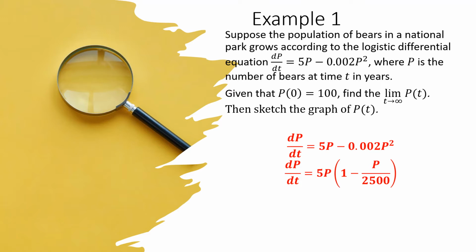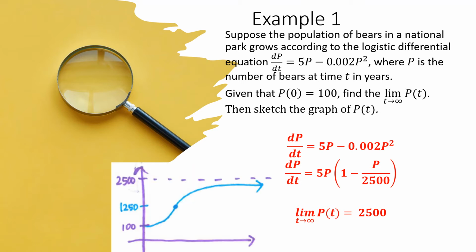Remember, the carrying capacity is whatever's under the p. So if my carrying capacity is 2500, what's the population limit as t approaches infinity? The population limit is 2500. And we can see this graphically. If we sketched a graph of this, we're starting at 100 and going all the way up, curving around like the logistic model does, and it levels off at 2500 since that's our carrying capacity.